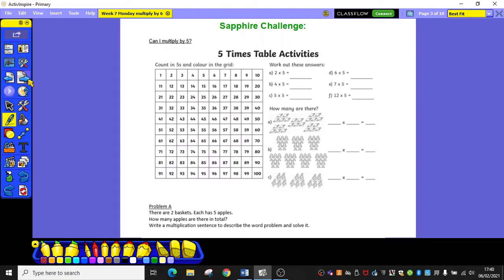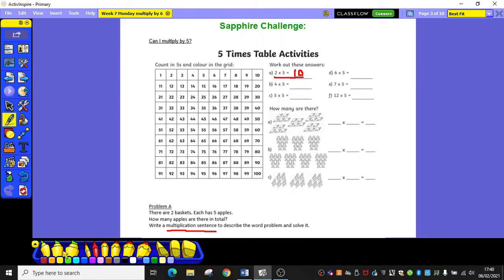We're going to have a very quick look then at the Sapphire Challenge, and this is helpful for everyone because it uses some vocabulary that we're all going to be subjected to today, which is multiplication sentences. Now, I know in English we tend to talk about sentences, but this is a multiplication sentence here. It's just not yet complete. Obviously, if I put 2 multiplied by 5 is 10, then I've completed my multiplication sentence.